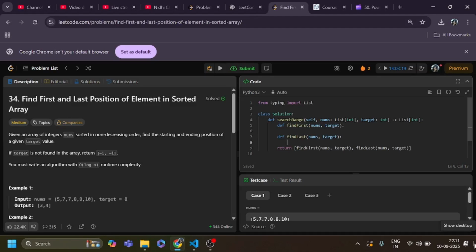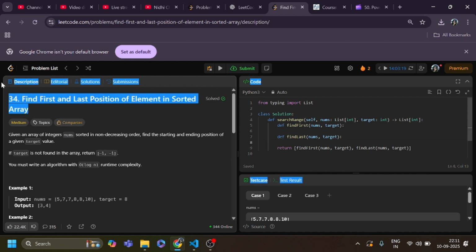So today we are going to learn another problem from LeetCode. The problem number is 34, and the problem is find first and last position of the element in a sorted array.